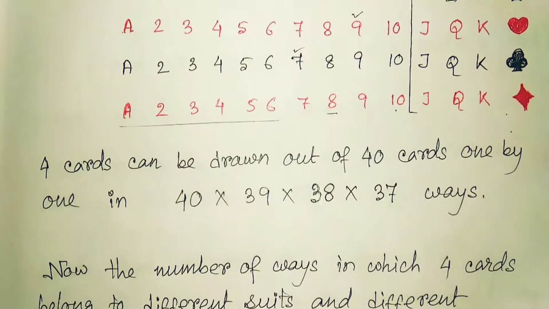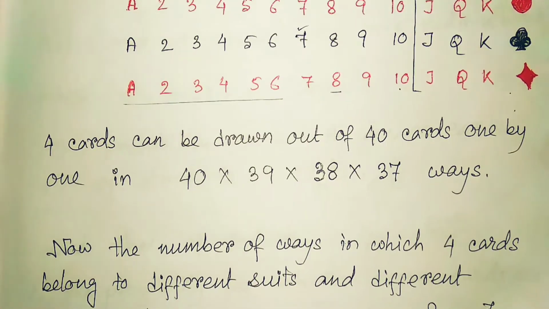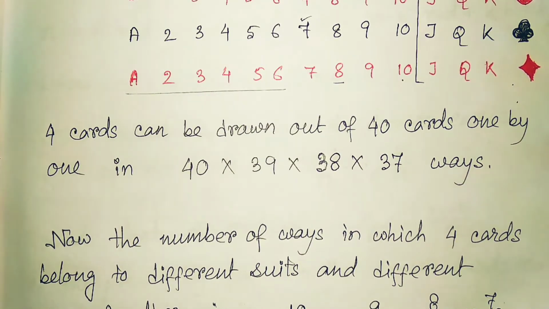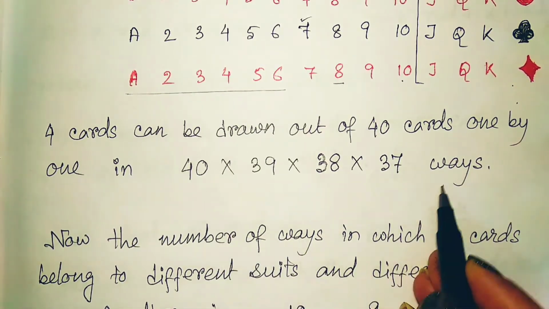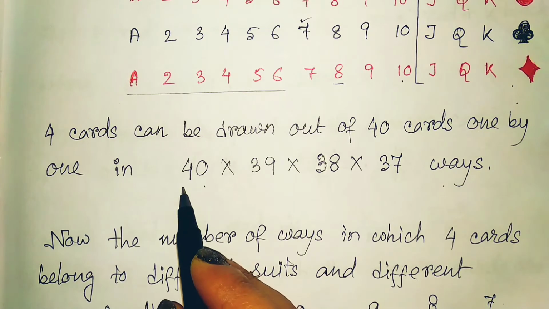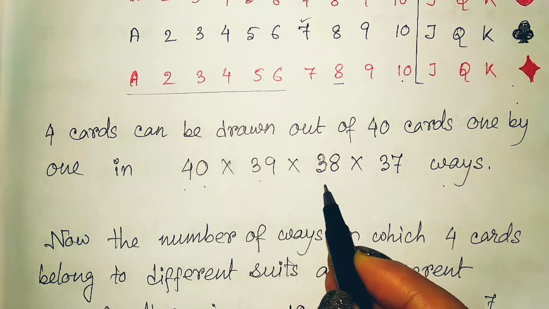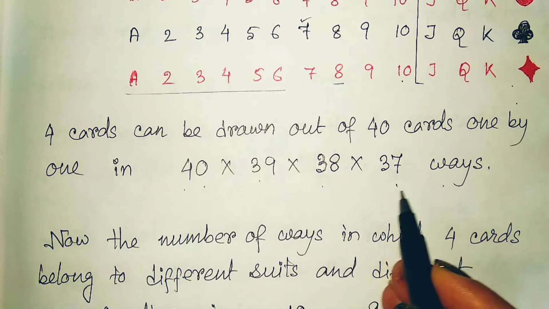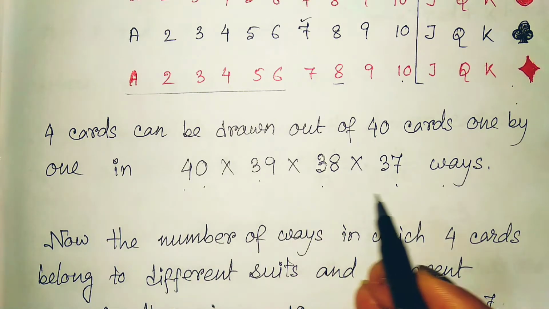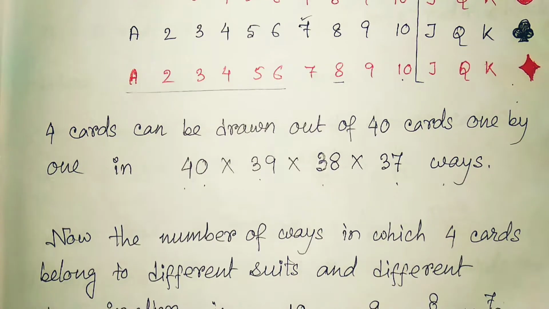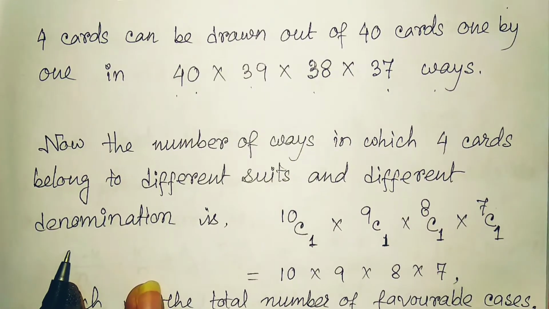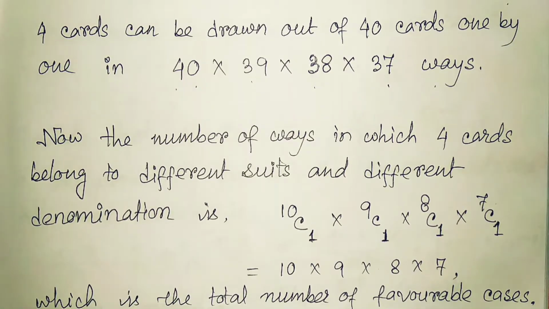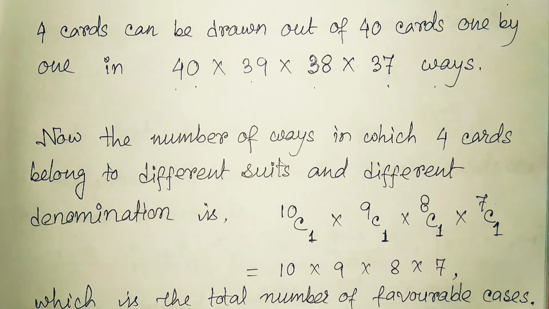So accordingly 4 cards can be drawn out of 40 cards one by one in this way, that is, 40 choices first, then 39 choices, then 38 choices, then 37 choices. So if we multiply these all, then this is the total number of ways by which we can draw the 4 cards.